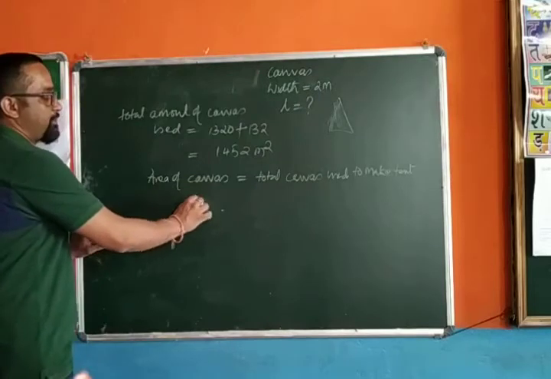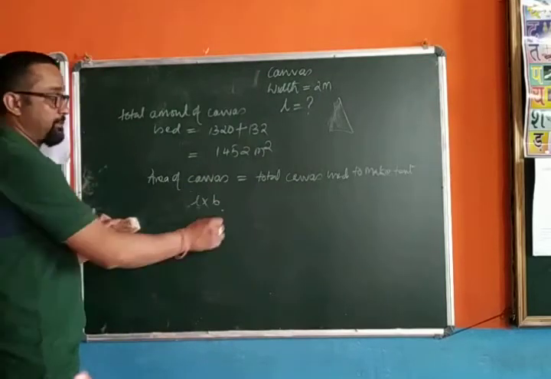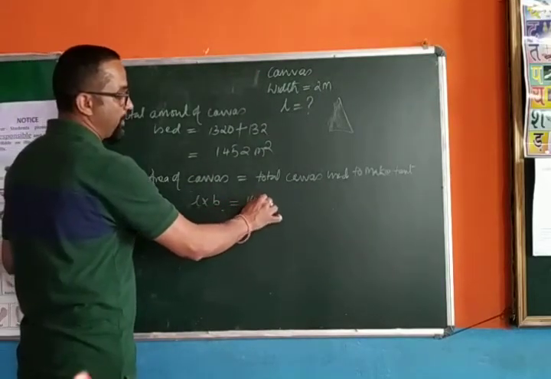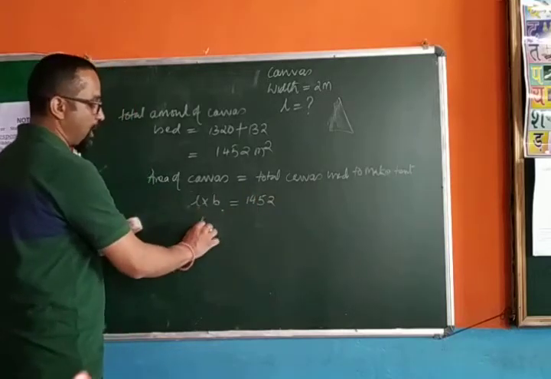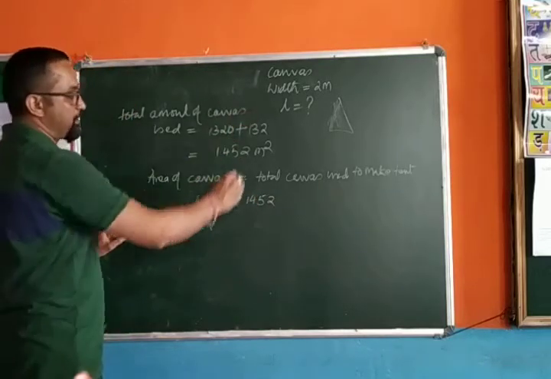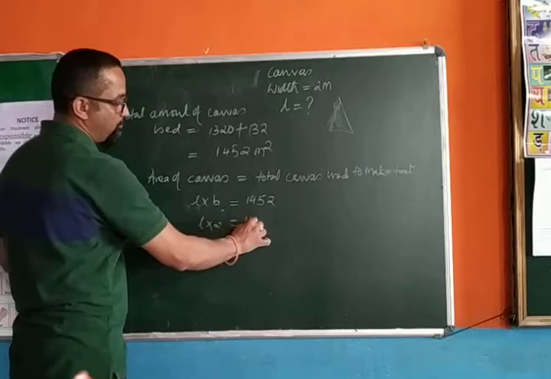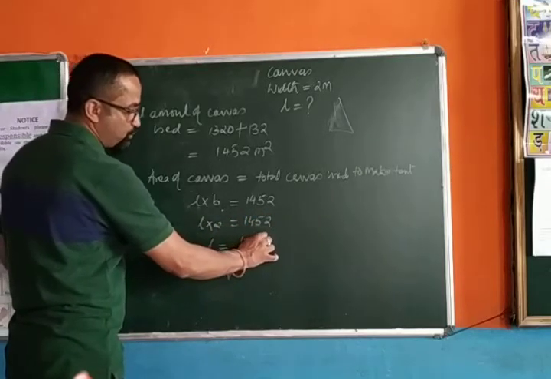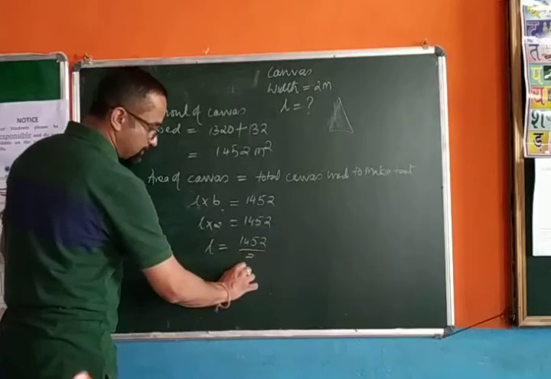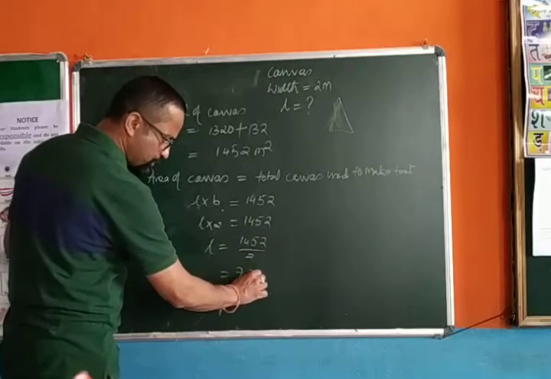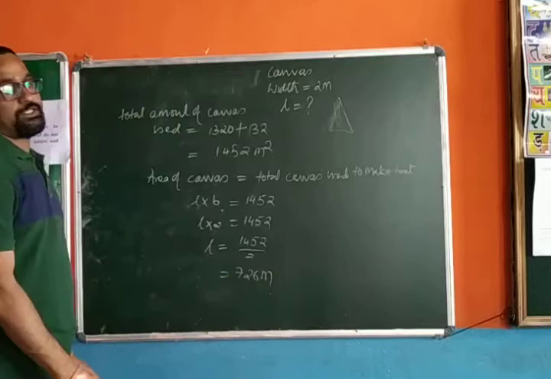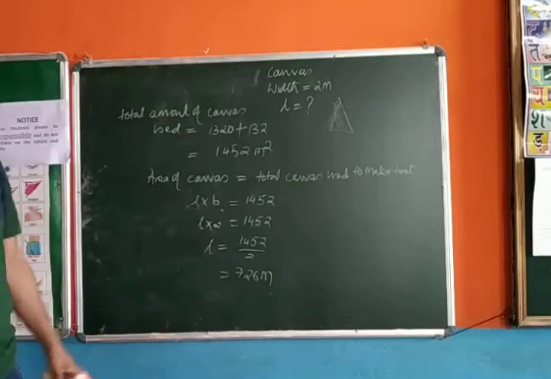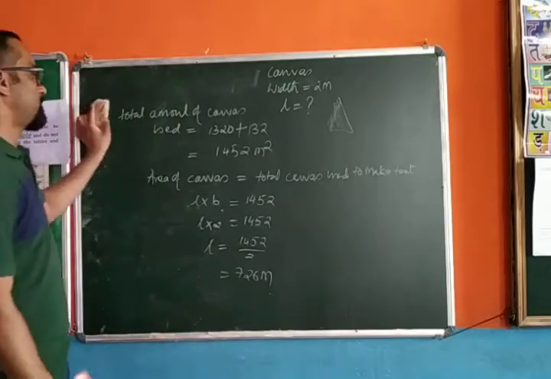Area of the canvas is length multiplied by breadth. Total is 1452. We have to calculate length. Width is given, 2. 1452 divided by 2 is 726 meter. 726 meter of canvas is used to make the tent.